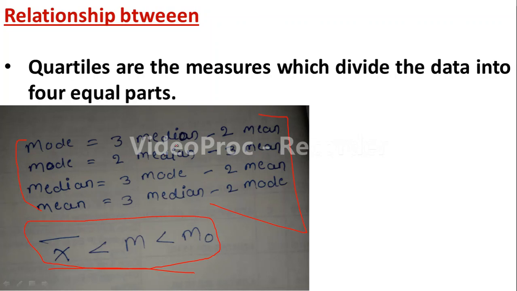Mode is equal to 3 median minus 2 mean. Mode is equal to 2 median minus 3 mean. Median is equal to 3 mode minus 2 mean. Mean is equal to 3 median minus 2 mean. So this formula you must remember. Mean is equal to 3 median minus 2 mode.